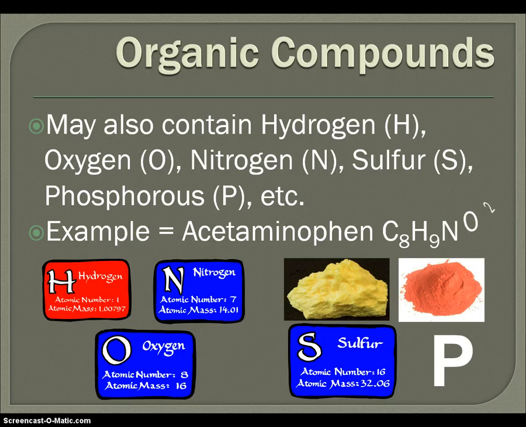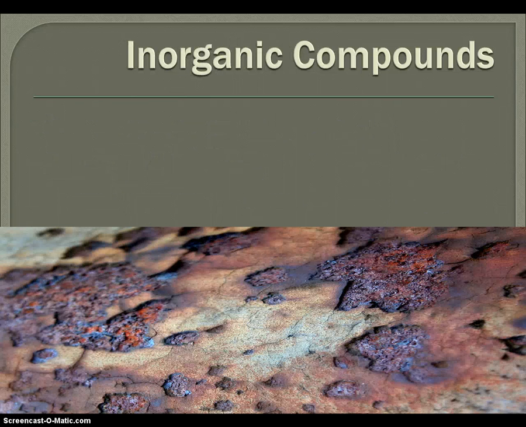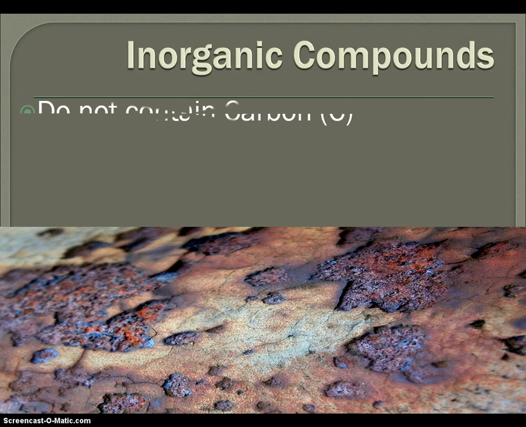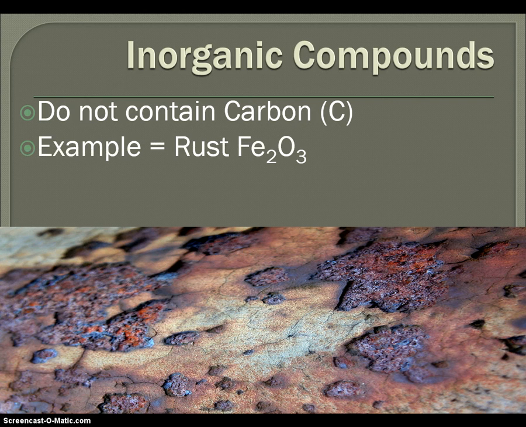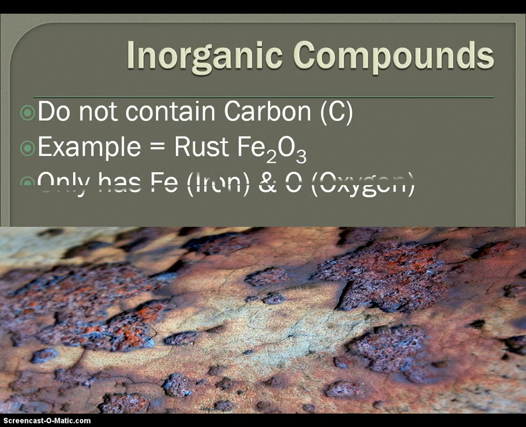So here's acetaminophen, or what you guys would call Tylenol. It's got some carbon, some hydrogen, some nitrogen, and some oxygen. If something does not contain carbon and is part of the living environment or non-living environment, we call it an inorganic compound. This example is rust. It contains the two elements iron and oxygen, and since there's no carbon, it's not organic.